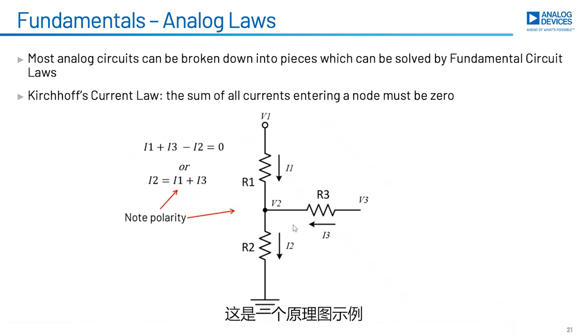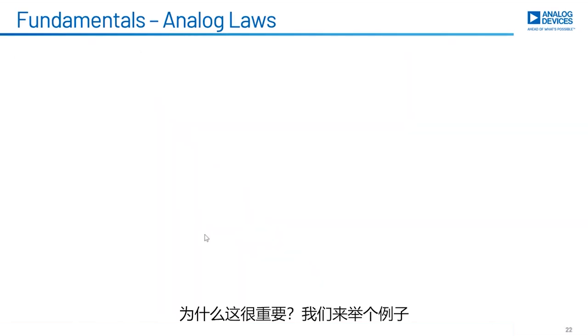So here's a schematic example. We have 3 resistors. We have 2 voltages and a 3rd voltage at the summing node here. And so these 3 currents have to add up to 0. And note the polarity is determined by the direction of the current flow. So here we're looking at this midpoint node. I1 and I3 are flowing into the node. I2 is flowing out. And that's why we have this equation here. So why is this important?